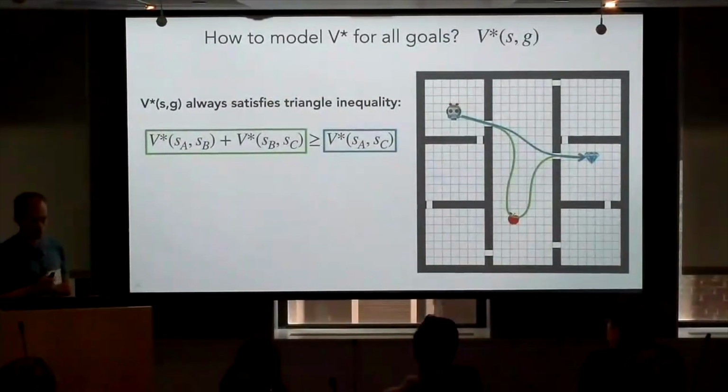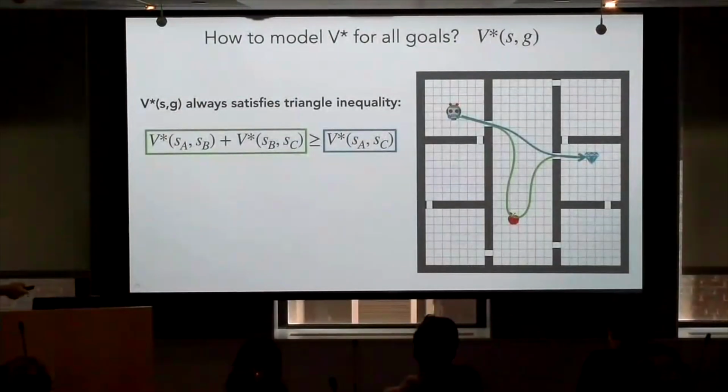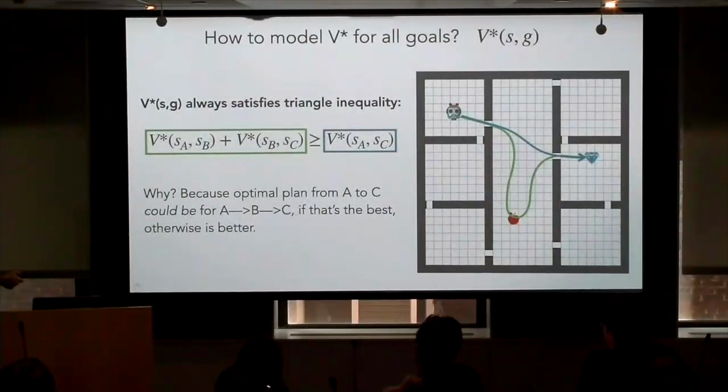And the particular structure we're going to exploit is the triangle inequality. For the planning problem, for any MDP actually, but in particular for maze navigation, the optimal value function satisfies the triangle inequality. That says that the value to go from state A to state C has to be less than or equal to the value to go from state A to state B and then from state B to state C. Why? Because if the optimal plan to go from A to C were to go through the apple, then this would be equal, and otherwise it would be a better plan.